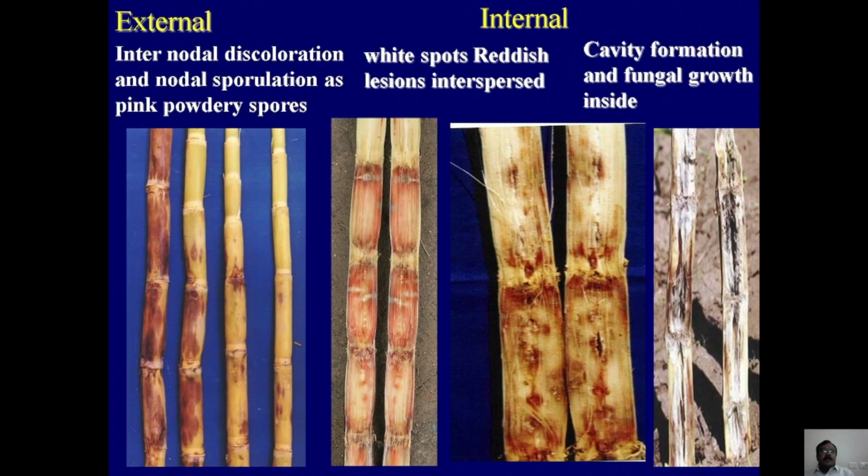Externally upon the canes, the internodal discolorations and the nodal sporulation as pinkish powdery spores are the predominant symptoms. When you take the longitudinal section of affected canes, you can see the crosswise white mycelial growth interspersed, and irregular cavities are formed on the affected canes, and these cavities are filled with fungal growth.